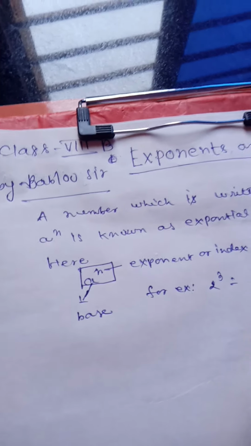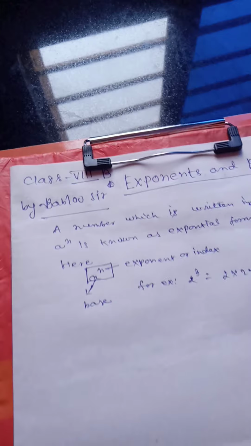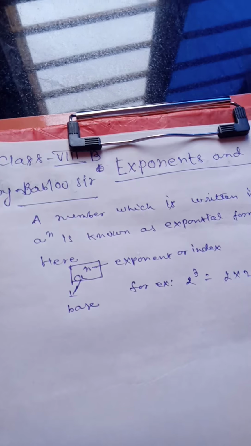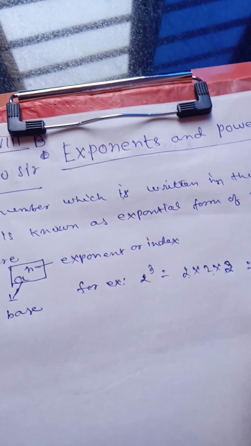In order to understand this well, we take an example. For example, 2 raised to power 3 is equal to 2 into 2 into 2. It means that you will write 2 three times. 2 into 2 into 2 is equal to 8.